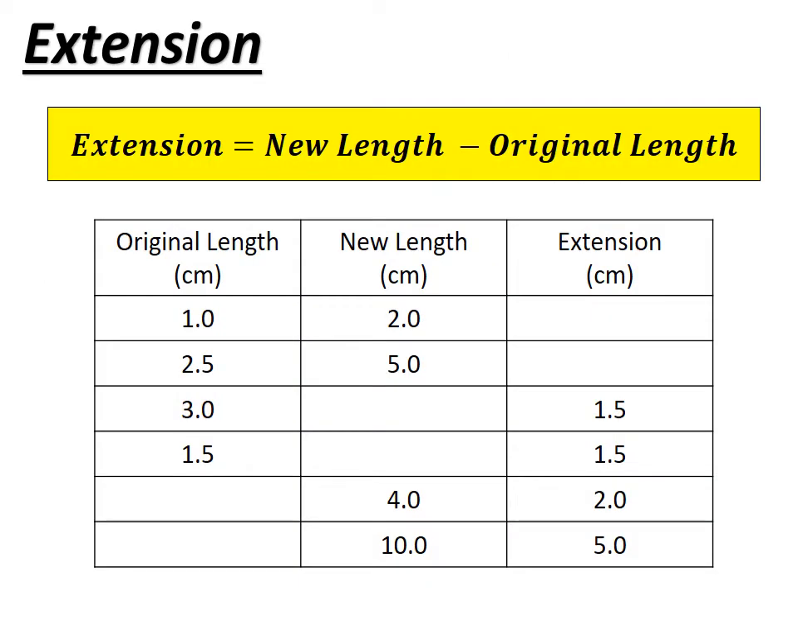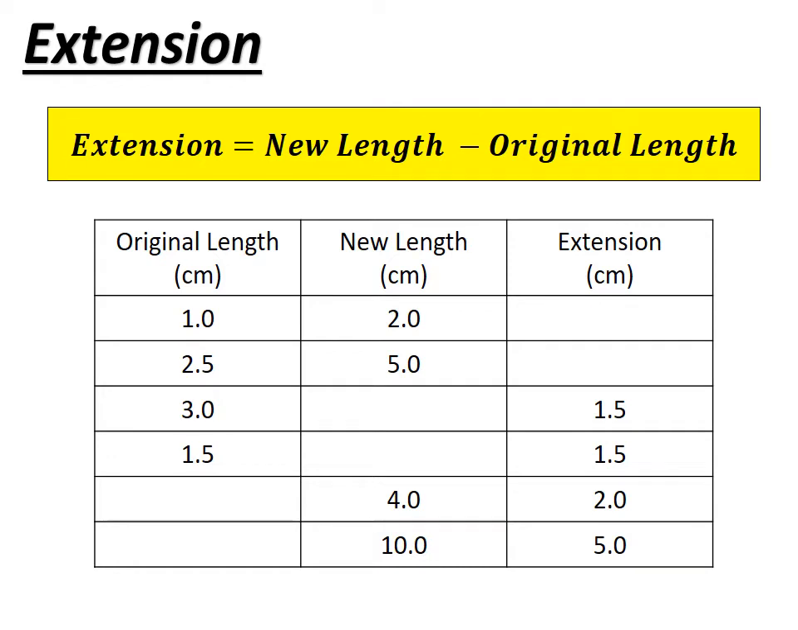Okay, we need to be clear what we mean by extension. Extension means to get longer. But in physics, there is a very short equation that you need to know. The extension is equal to the new length minus the original length. So let's use this equation in the table below to work out the missing values.